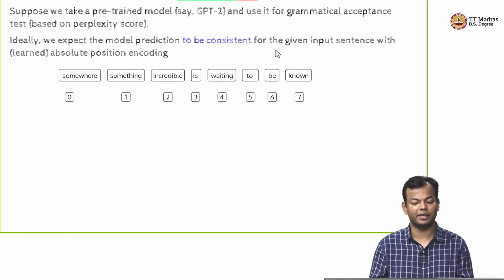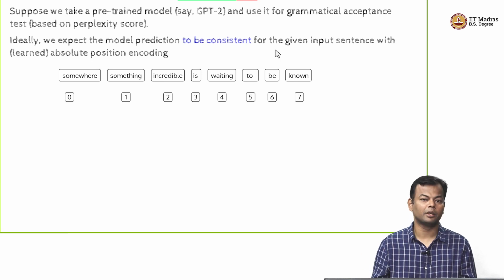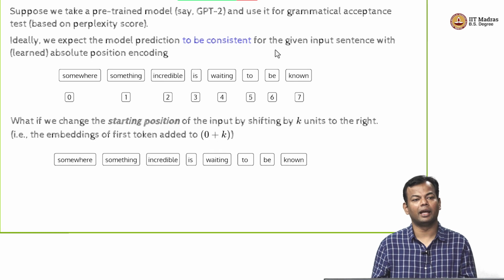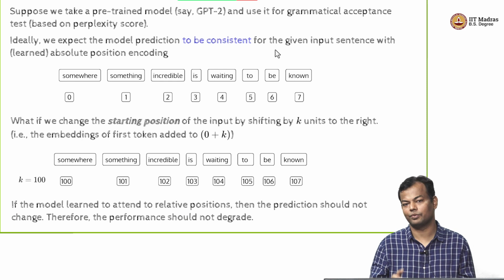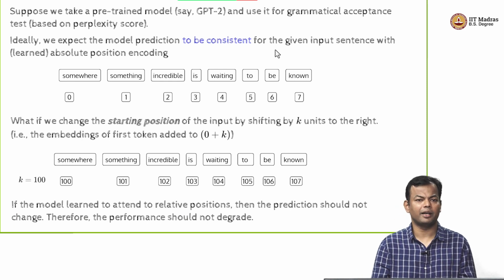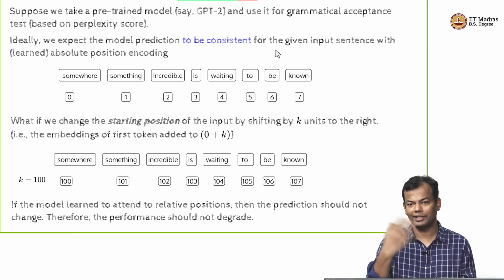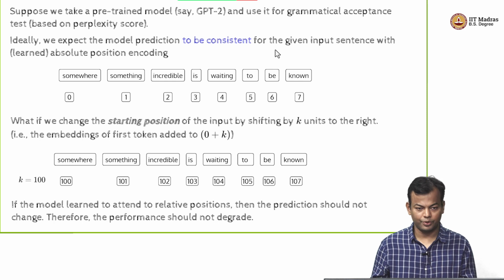So this is what we are saying. This is the first test where you had this sentence and you added the positional embeddings as 0 to 7, right? And now we just change the starting position and say that, okay, hey, actually these words are at positions 100 to 107. Now if you pass both these sentences through, nothing has changed in the sentence, so they are both grammatically correct or incorrect, doesn't matter, but the same output should remain, right?